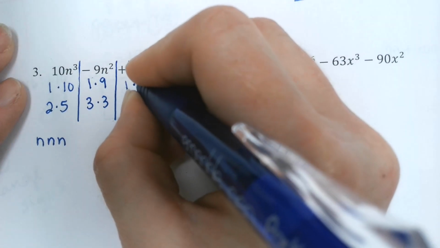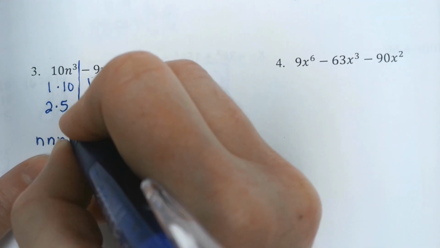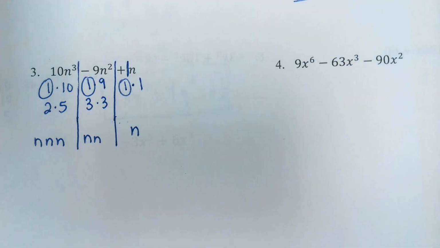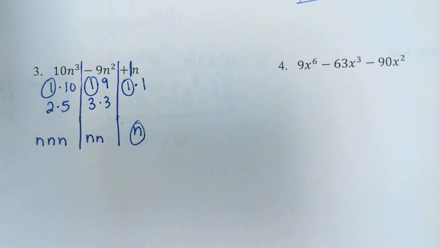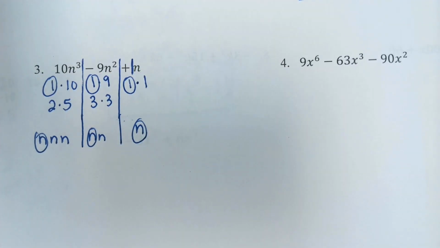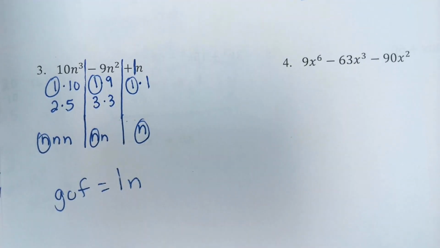What are the factors of 1? 1 times 1, that's it. Oh, I forgot to put my 2 n's down here. 1 n right here. So what's my GCF then? 1. And then how many n's can we circle on each column? Only 1. So my GCF is 1 n.